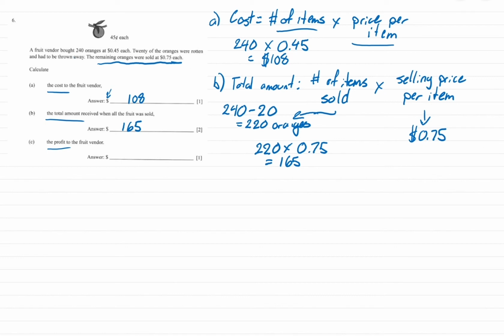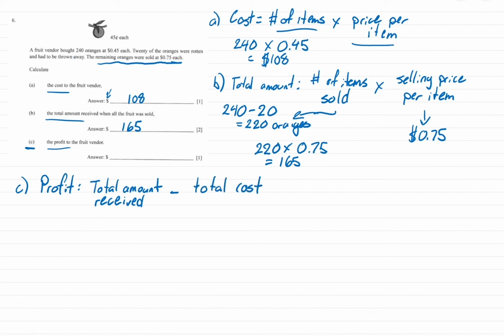So now for part C, we want to calculate the profit to the fruit vendor. So let's calculate the profit. I'm going to put part C right under here. Let's look at what profit means. Profit is going to be the total amount that we received minus our total cost.